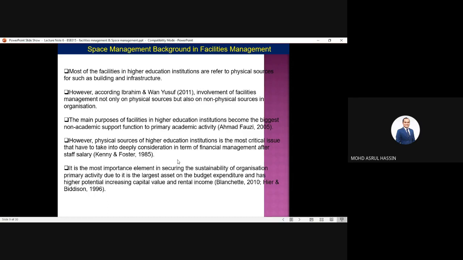However, according to Ibrahim and Yusuf, 2011, the involvement of facilities management is not only on physical sources but also non-physical sources in organization. Okay, that was already discussed in 2011. All right. In the university, higher education institution, facilities become the biggest non-academic support function to the primary academic activity. Means that our primary activities for the university is teaching and learning. Okay, so facilities must support teaching and learning.